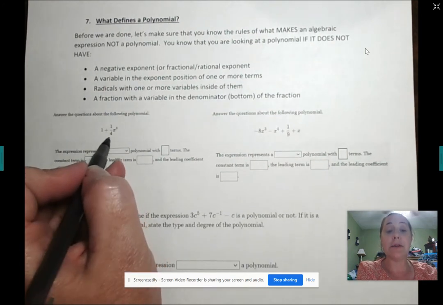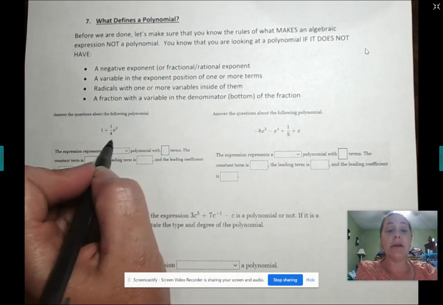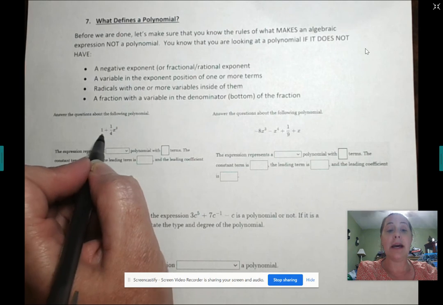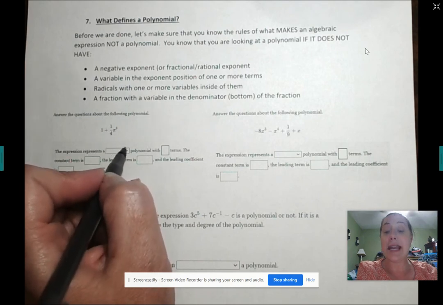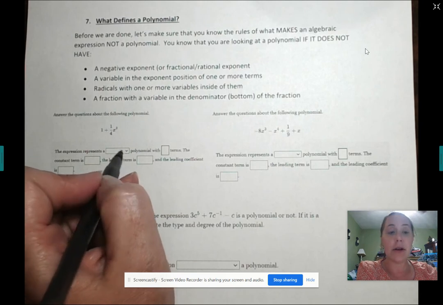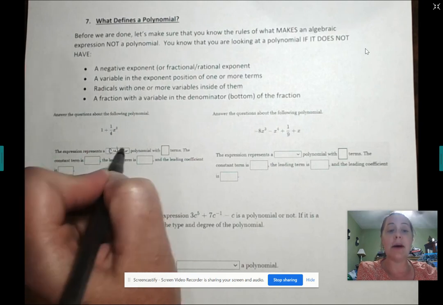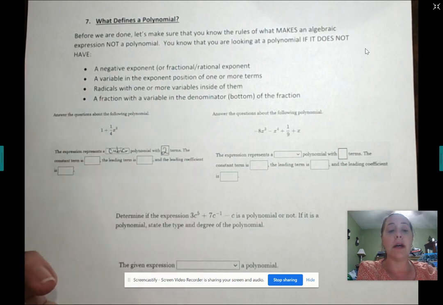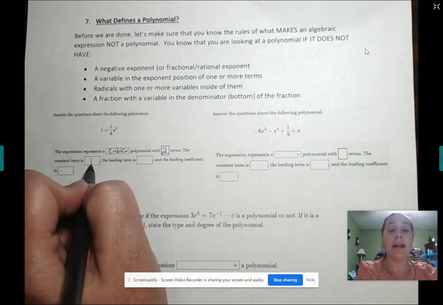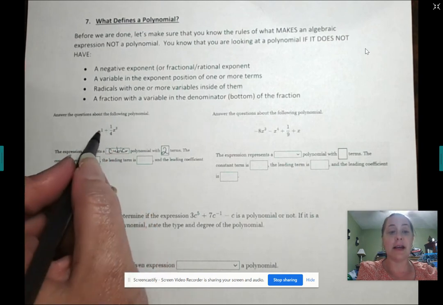So they want you to answer some questions, and I gave you some examples here. This one, is this a polynomial? It is. What is the power? If you see this drop down, it's going to give you names based on the highest power. If you look at this, the highest power is a 3, so this is a cubic polynomial, and it has 2 terms. The constant is 1. The term that has no variable with it is your constant, so that's a 1.